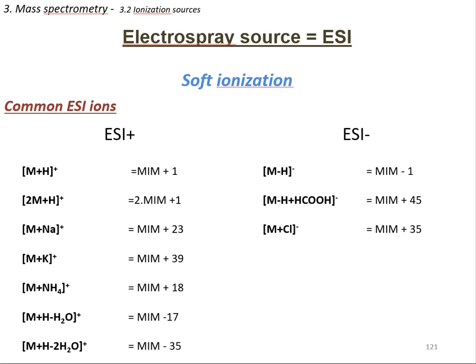In negative mode, the most common ions are M minus H minus, which is the monoisotopic mass minus 1, M minus H plus HCOOH, the formic acid adduct, and M plus Cl minus. So this time, this is a negative ion that is added to the molecule, a chlorine, and so you have the monoisotopic mass plus 35, which is the mass of this atom.